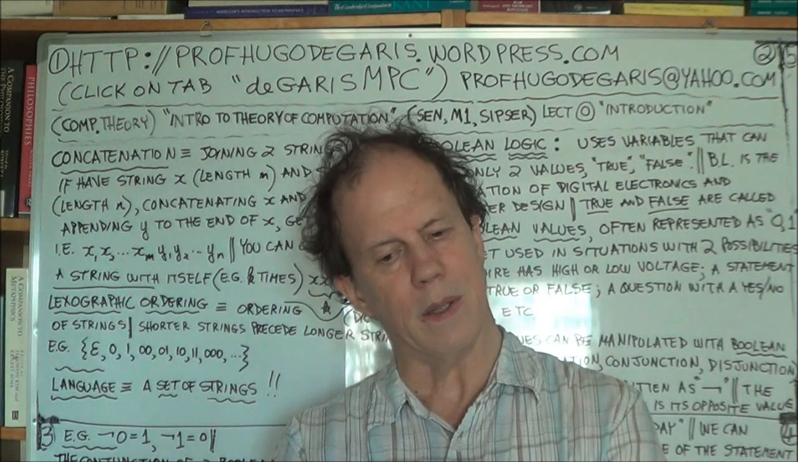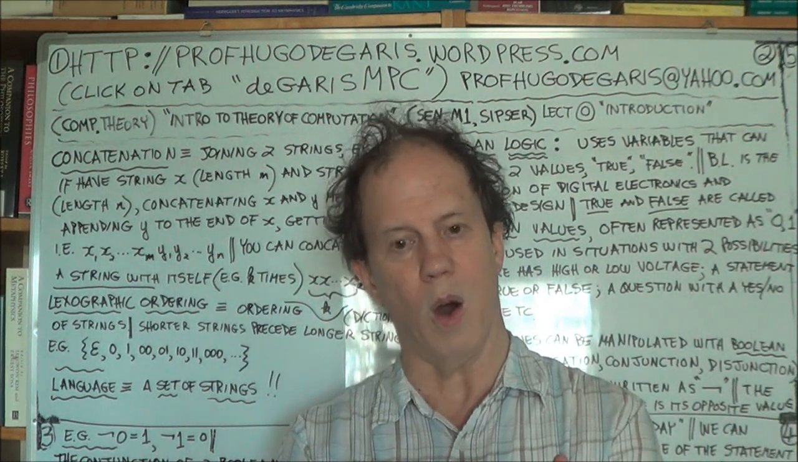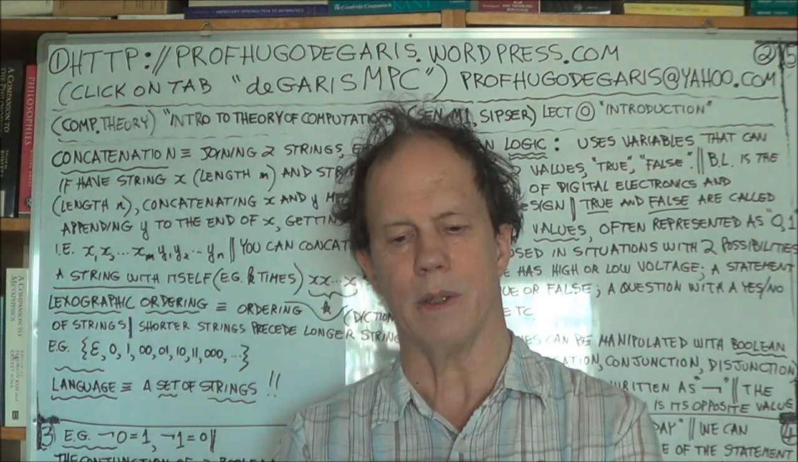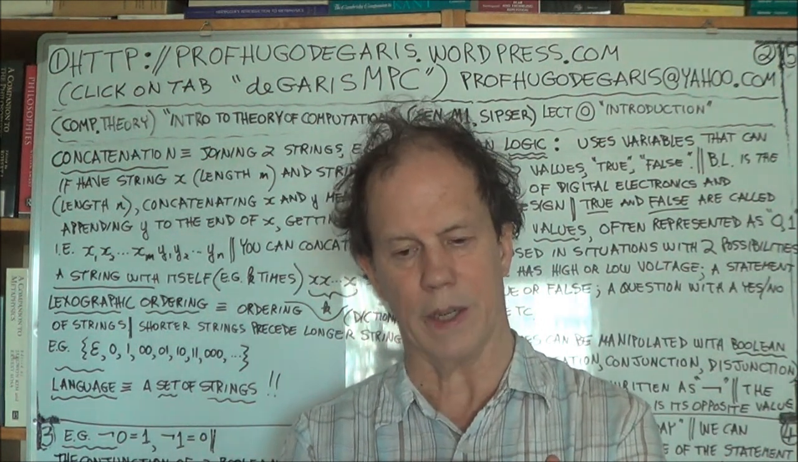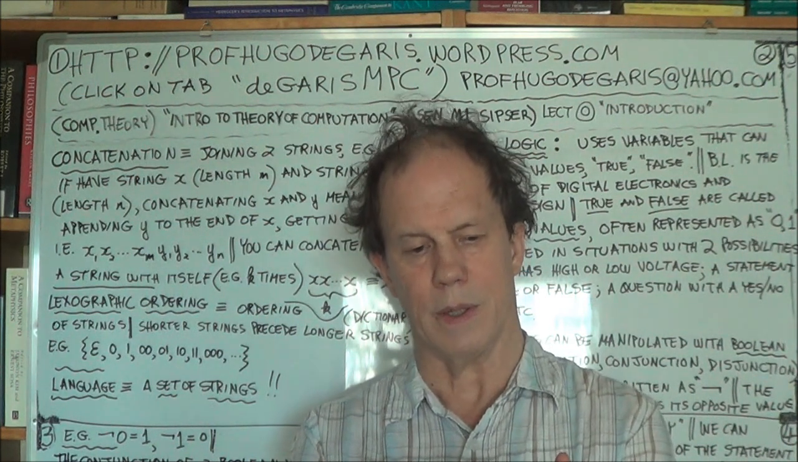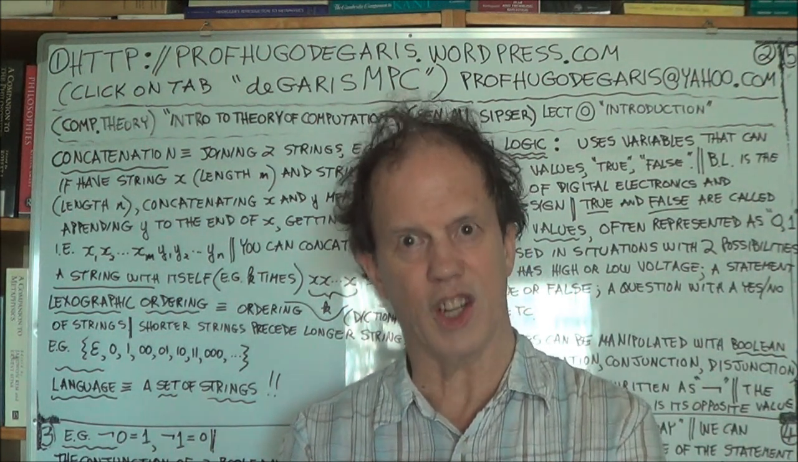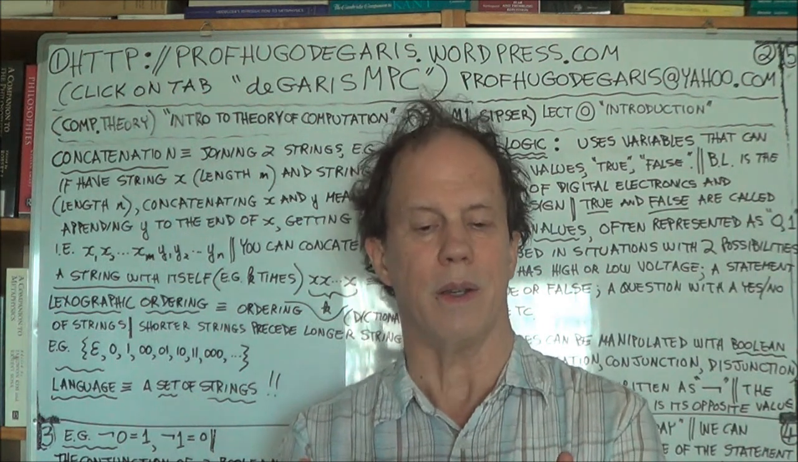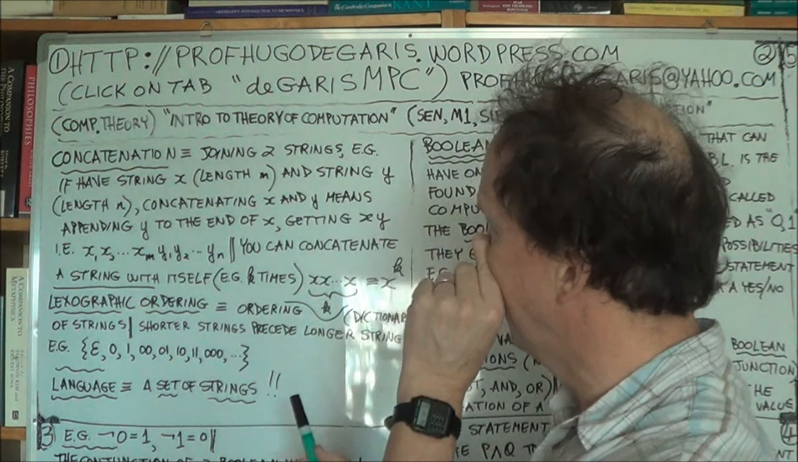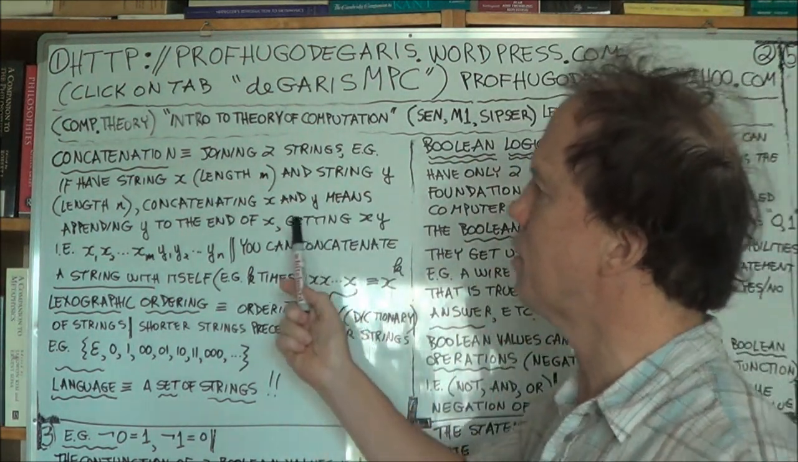And what that means is that the first symbol of Y, this one where my thumb is, follows immediately after the last symbol of X, which is here. And you can write that concatenated string as XY. So what length will that new string have?